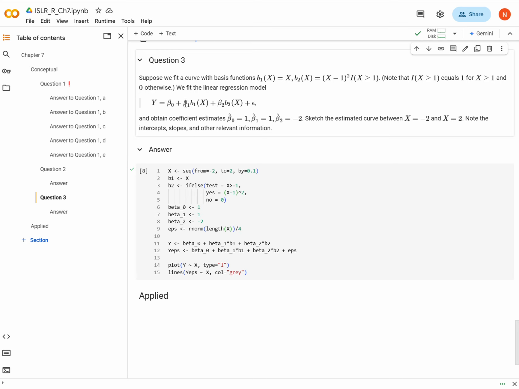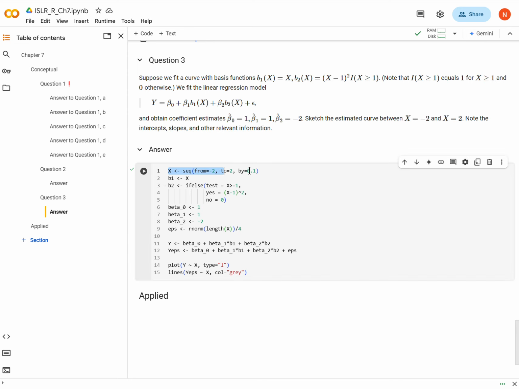we get 1, for the slope of basis function 1 we get 1, and beta 2, the slope for basis function 2, we get negative 2. Okay. And so now we're asked basically to sketch a curve. So we'll just do this in R code here.